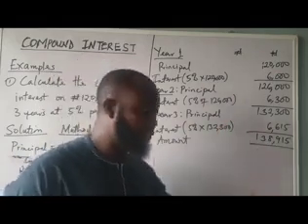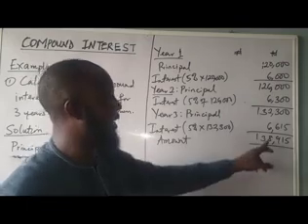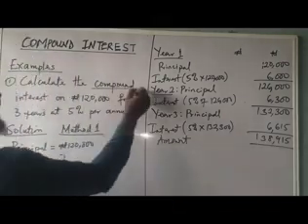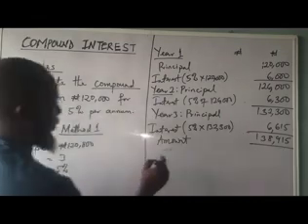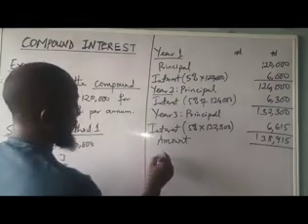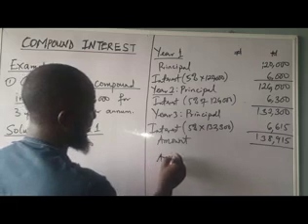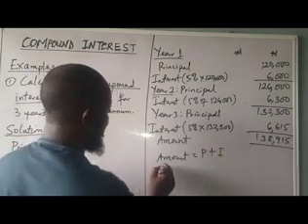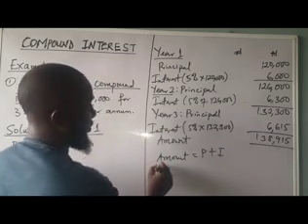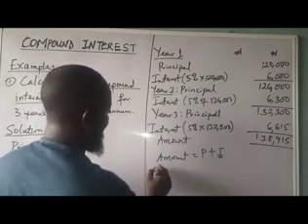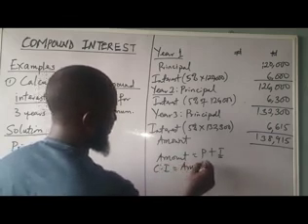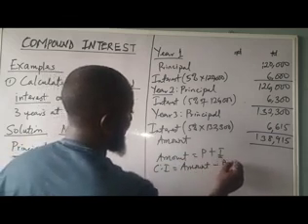Now this 138,915 is not the compound interest. It is the principal plus the interest. That is, it is the amount. And what we were asked to calculate is compound interest. So for us to now get the compound interest, because amount is equal to principal plus interest, and the amount is 138,915, that means the compound interest here will be amount minus principal.